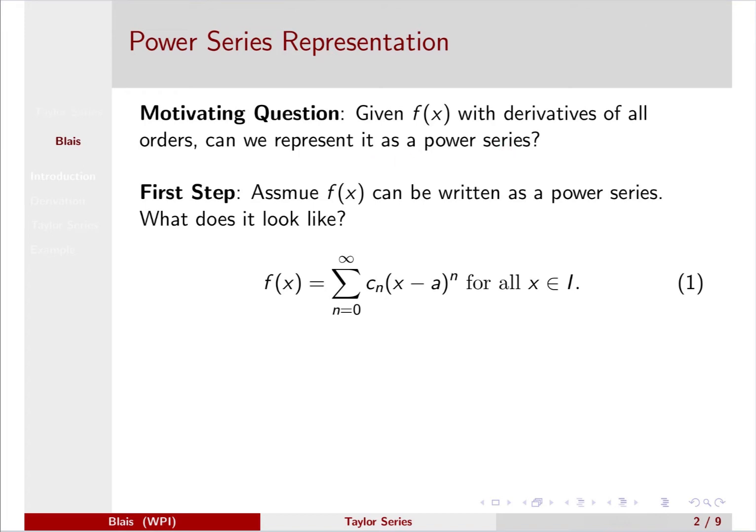Can we use f to generate a power series that it will actually be equal to on an interval of convergence? The first step in this process is to assume that we can do it. Assume f of x can be written as a power series, and let's take a look at what it should be like. Well, it should be like this. f of x would be equal to, this is just a generic way of writing a power series, straight from the definition of power series, for all x in the interval of convergence for that power series.